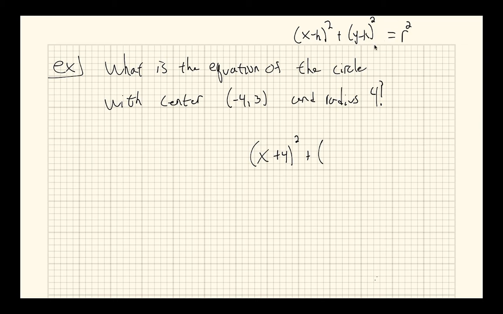Poor Max. Anyway, let's do y. That should be a -3, squared equals radius is 4. 4 squared is 16. And that's the equation right there. That is it as far as coming up with the equation.